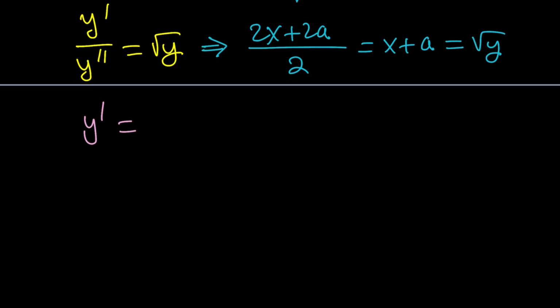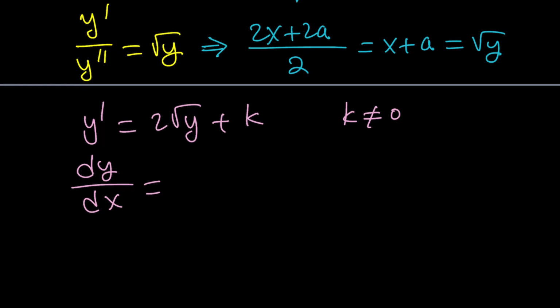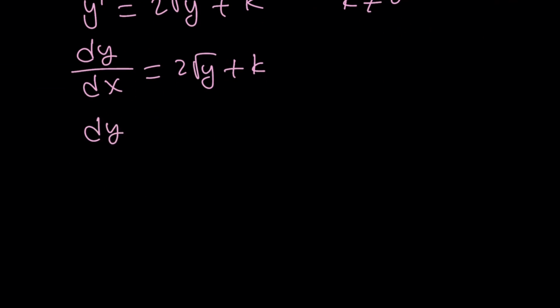y prime is 2 square root of y plus k, k being non-zero, because we already know what happens if k is 0. And then we're going to do the same thing, separate the variables, and that's going to give us the following. dy over 2 root y plus k equals dx. And now we're going to integrate again.